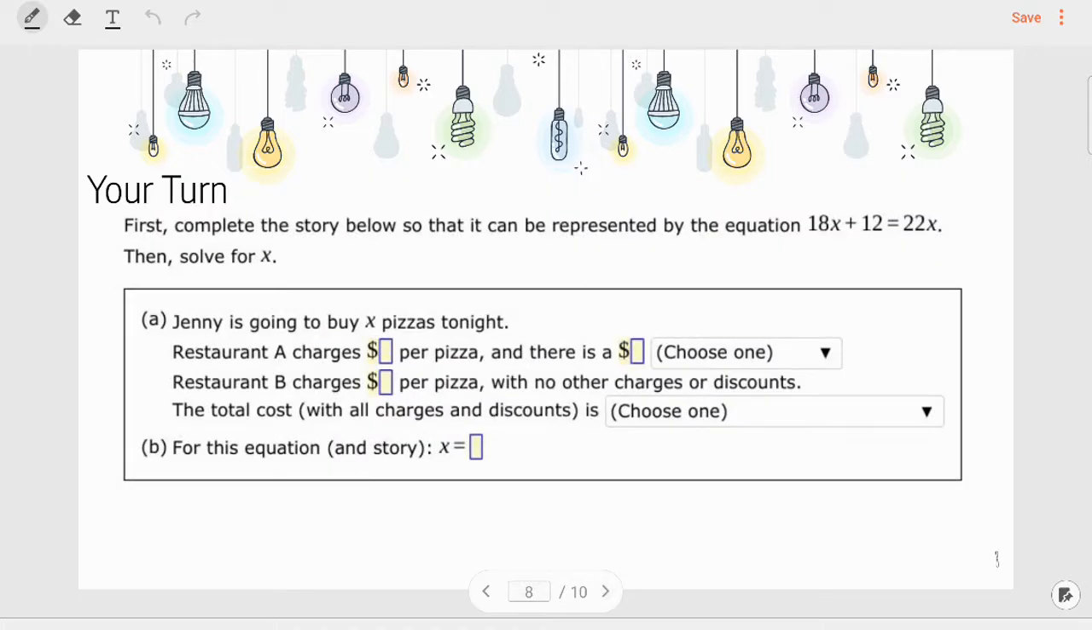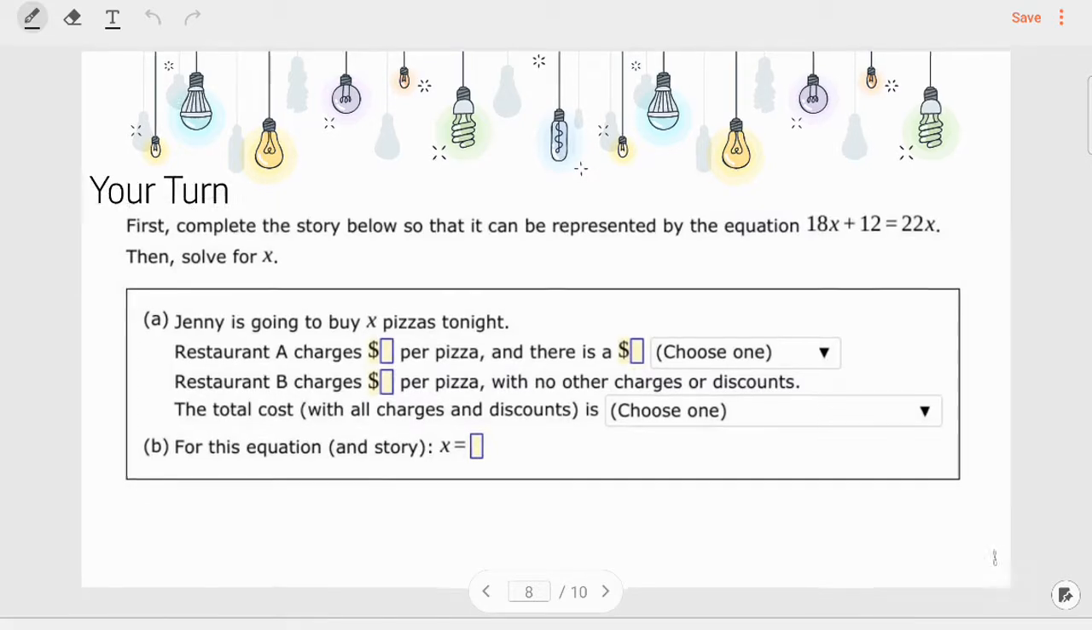All right, your turn. Go ahead and complete this story so that it can be represented by the equation 18x plus 12 equals 22x. Pause the video, and when you're ready, go ahead and press play to check your answer. All right, let's go ahead and check that answer.